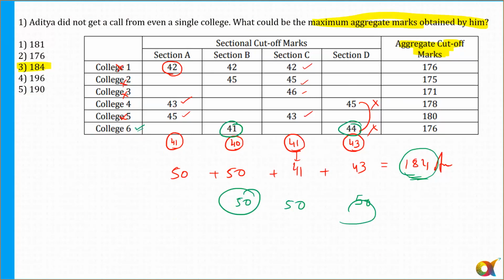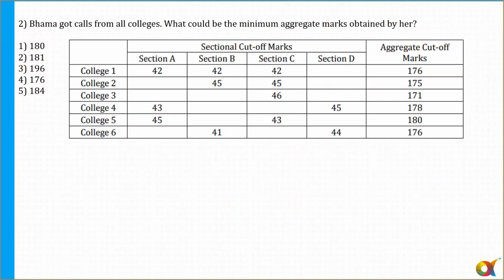Can I move to the next question? Question number 2. Please tell me, all of you. The answer for this question, like I already told you, is option number 2, which is equal to 181. So it says Bhama got calls from all the colleges. So Bhama is getting the calls from all the colleges, and what could be the minimum aggregate?